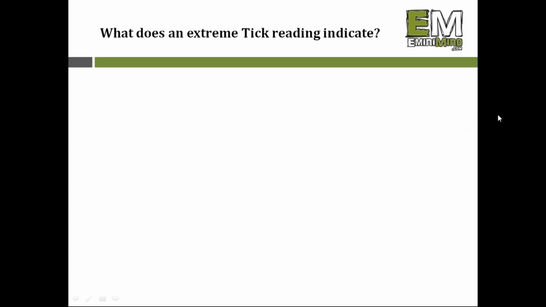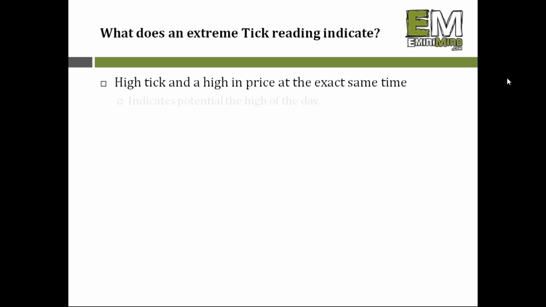So that's a really good segue into the tick readings and what they mean as they correspond to price. If we have a high tick, like plus 1,000, and then we get a high price, say the high of the day, and those two things happen at the exact same time, then there's a strong chance that we could have the high of the day put in, especially if it's range bound. We'll talk a little bit about identifying some trend day scenarios here in a second.